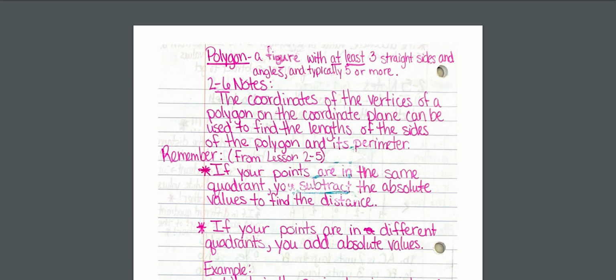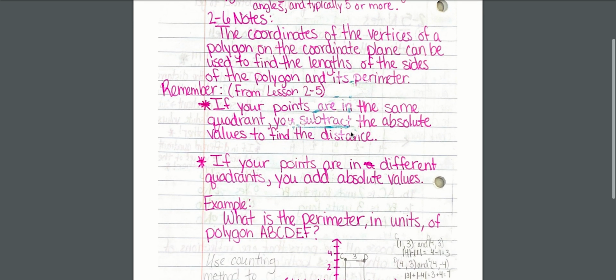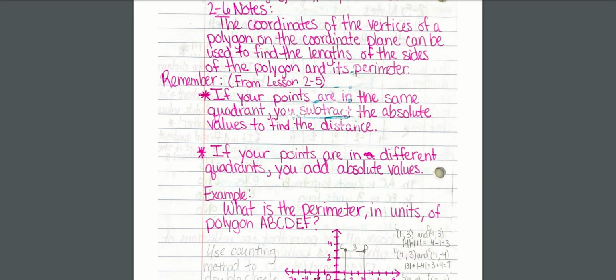So a polygon we need to remember is a figure with at least 3 straight sides and angles, and typically 5 or more. Okay, so usually it has 5 or more sides, but it needs to have at least 3 straight sides in order to be considered a polygon. So let's get into this lesson.